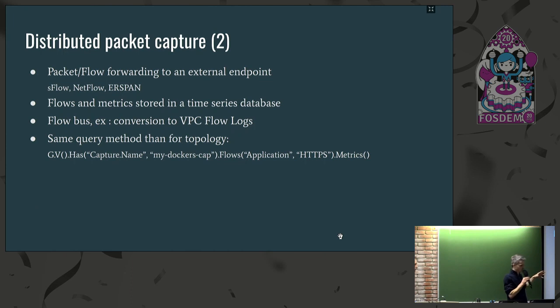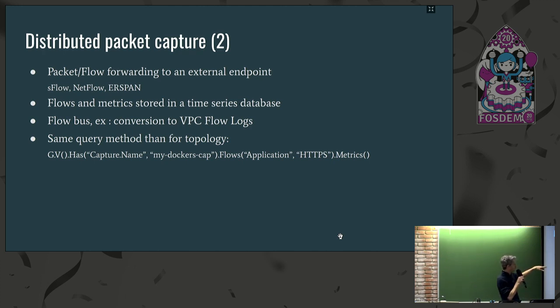So now we have a way to generate packets, to generate flows, and we want to export them. So with Skydive, you have multiple ways to consume the flows generated or the packets generated. One of them is to start a capture. So you write your expression matching multiple interfaces, for example, and then you say, I want to have the packets going outside of the Skydive scope. So we do support sFlow, NetFlow, and ERSPAN. And you can do this for all the interfaces that you see on the topology. So meaning if you want to export the flows that you capture on an interface within a container, that's possible.